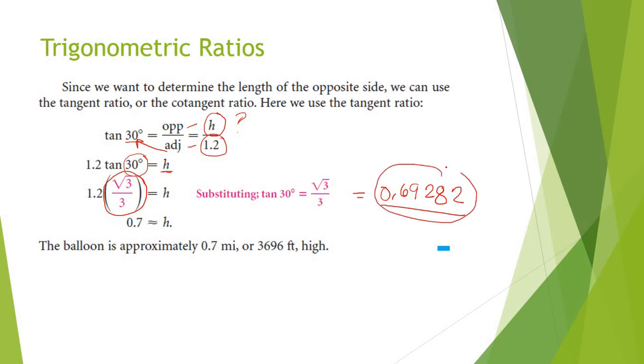The result is just the same, whether you use tan 30 or this value, because they're the same. It gives you this value, which is rounded off to 0.7. Meaning the height of the balloon is approximately 0.7 miles, or if you convert that into feet, about 3,692 feet. So that is now the height of the balloon.